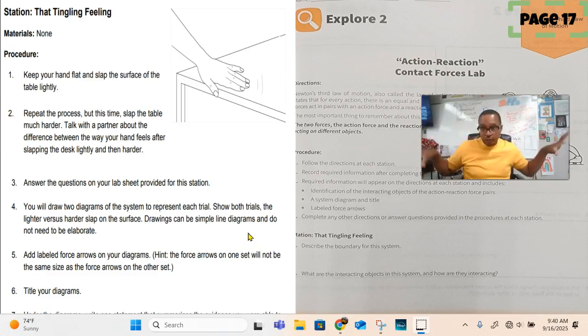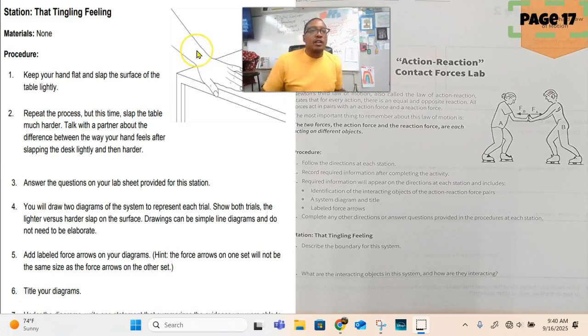So we did this one as a class, or we're doing this one as a class. All the lab stations will have directions like this, and you'll need to read them first and make sure that you're matching up. This station says that tingling feeling. Okay, station, that tingling feeling. Okay, boom. So the lab stations are all matched up. This is the first one.